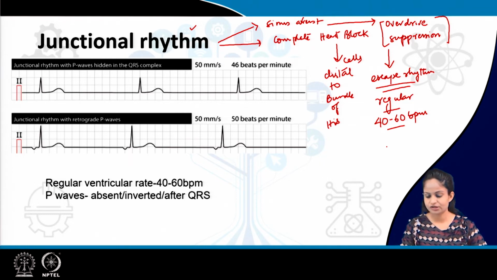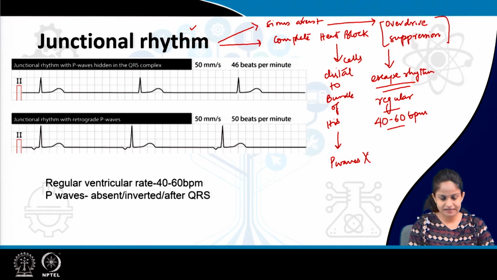And when the rhythm is generated distal to the bundle of His, at the level of the ventricles, we usually won't get P waves, because the origin is beyond the bundle of His, that means at the level of the ventricles. So, usually we do not get P waves. That is what we see in the ECG.